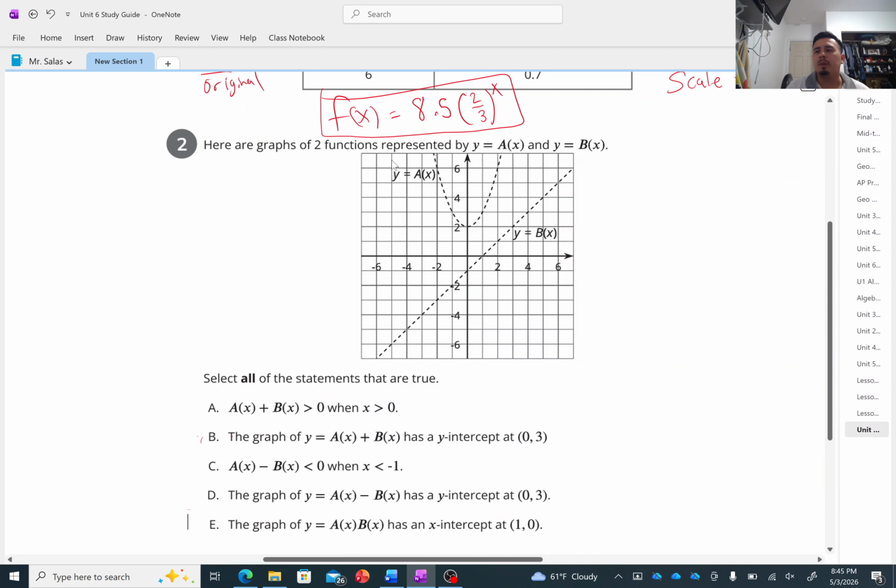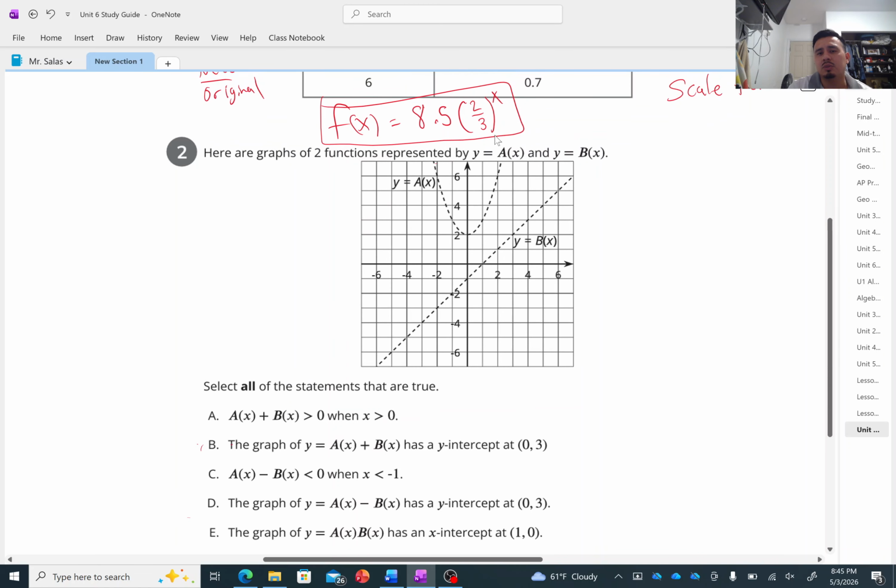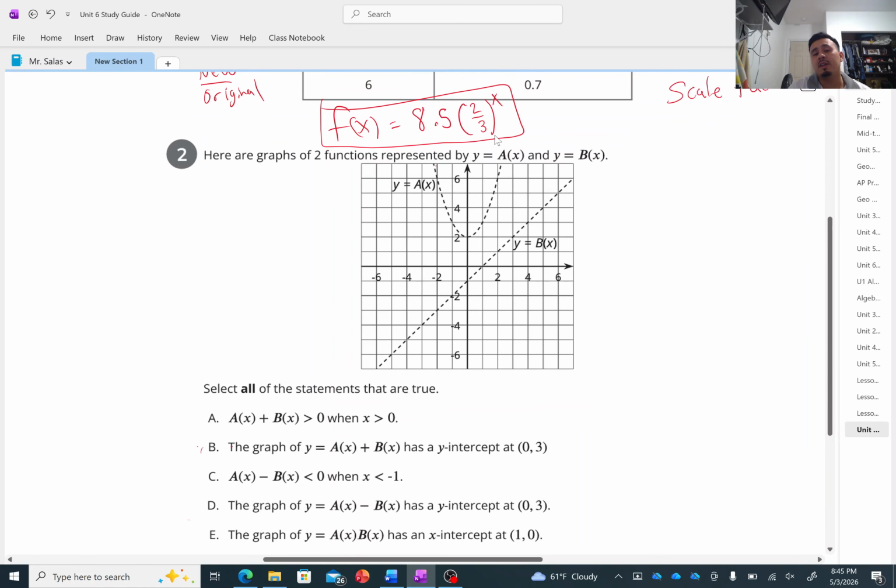We're going to be looking at checkpoint B number 2. It says here are two graphs, y equals a of x and y equals b of x. Select all statements that are true. A of x plus b of x is positive, or greater than 0, when x is greater than 0.